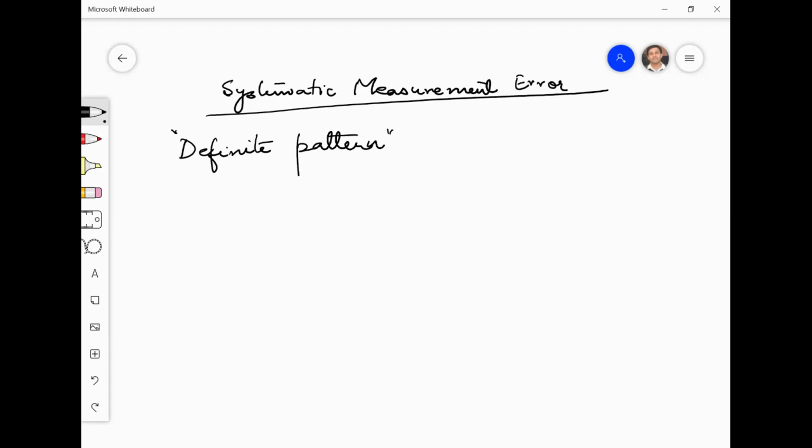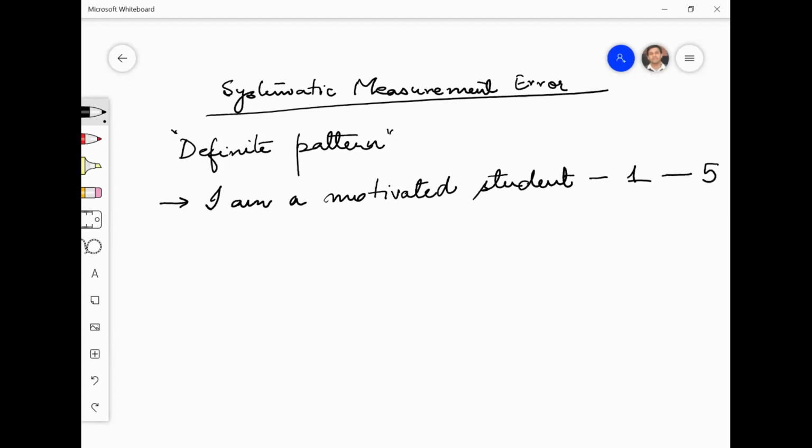Definite pattern. So for example, if I were to ask this question, "I am a motivated student," to all of you on a scale of 1 to 5, strongly disagree to strongly agree. I am a motivated student. What do you think the responses of people most likely will be? They will be 3 and above, right? 3, 4, and 5. Most of the people will show a definite pattern of response, which will be 3 and above. So there is now a systematic pattern that we can observe in this.